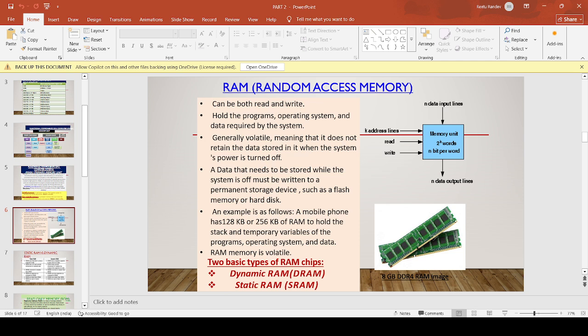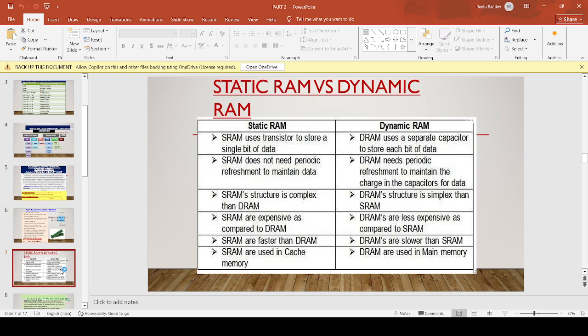Now, RAM is also called read and write memory. It holds the program, the operating system, and the data required by the system. Generally, RAM is a volatile memory, and it does not retain the data when the system is turned off. Data that needs to be stored while the system is off must be written to a permanent storage device like flash memory or hard disk. A mobile phone, as we have generally heard, has memories in the form of 128 KBs, 256, and so on. And the two basic types of RAM are static and dynamic RAM.